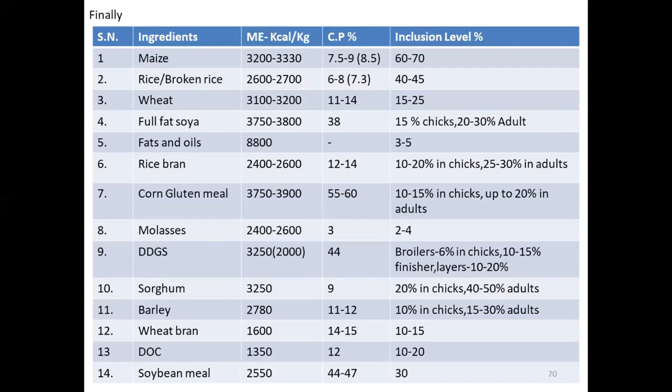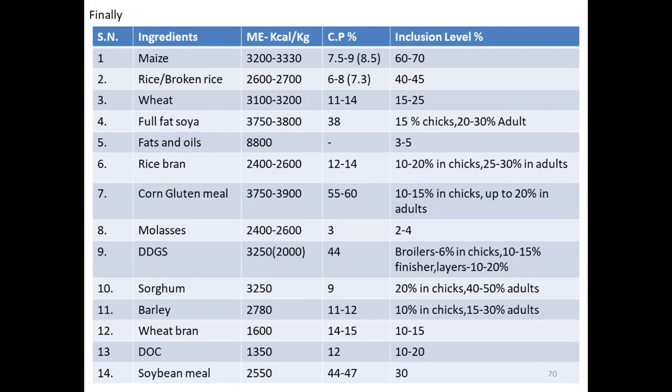Finally, these are the points which I have discussed in my slide. These are the various energy sources like maize, rice, broken rice, wheat, full-fat soya, fats and oils, rice bran, corn gluten meal, molasses, DDGS, sorghum, barley, wheat bran, DOC, etc. These are the major energy sources which we commonly use, but sorghum we are not using, barley we are not using. These are the tentative metabolizable energy values in kilocalories per kg of the ingredients.